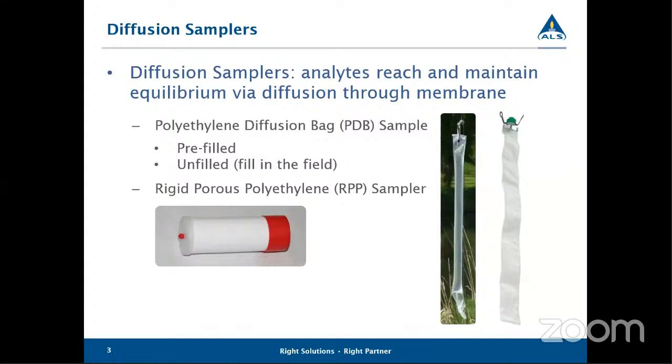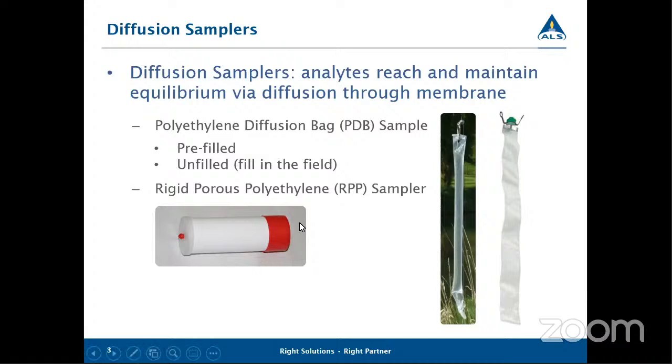And then directly next to it is your pre-filled passive diffusion bag. So pre-filled with ASTM type 2 DI water right from the organics department of our laboratory. The pre-filled and the unfilled, they're made of the same material. They work exactly the same. The only difference is that the unfilled one, you fill it in the field with your DI water. So sometimes that can be easier for transport in the field, depending on the site.